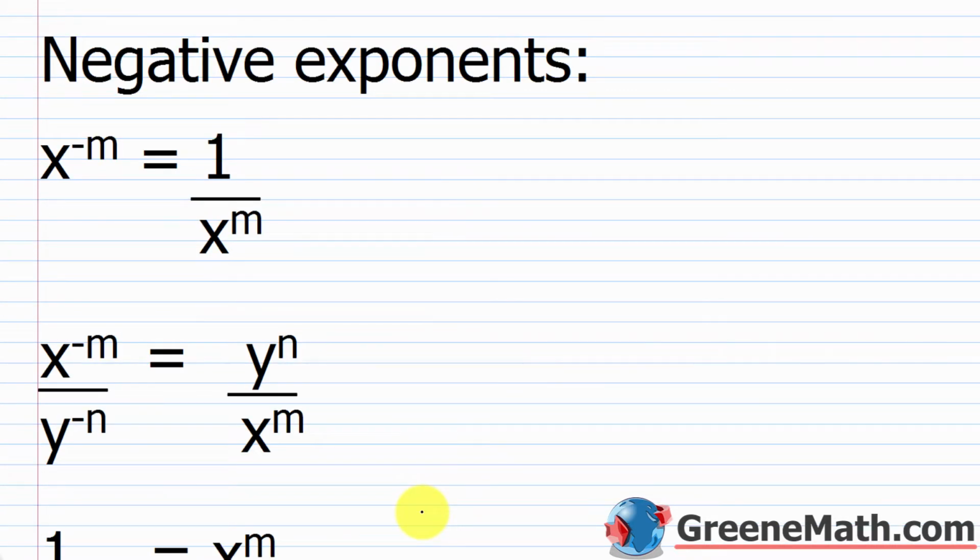So the next thing we want to talk about would be negative exponents. What do we do when we run across these? If I have x to the power of negative m, this is equal to 1 over x to the power of m.